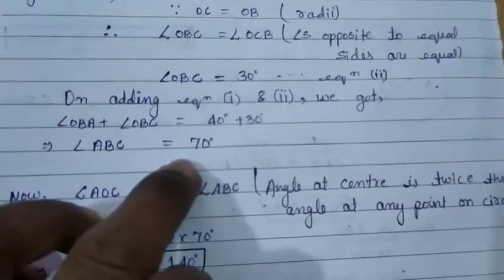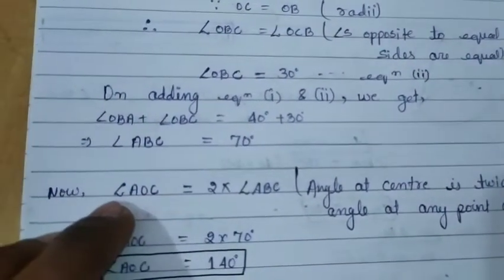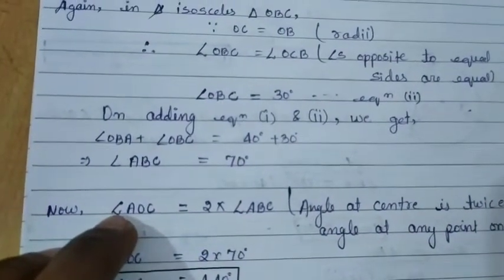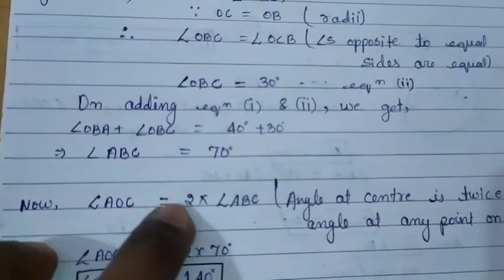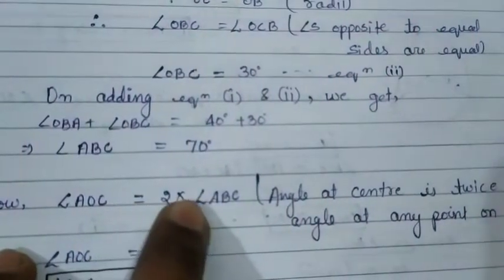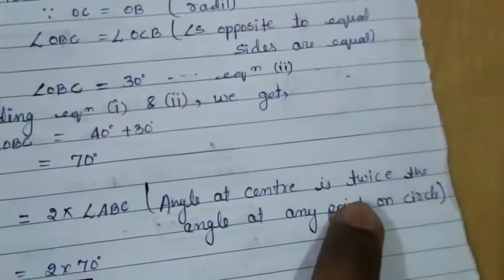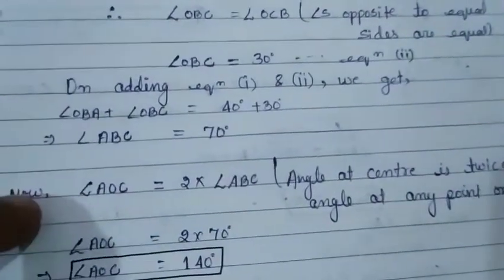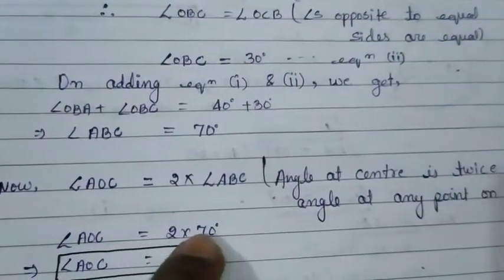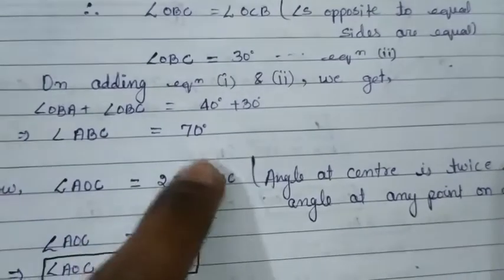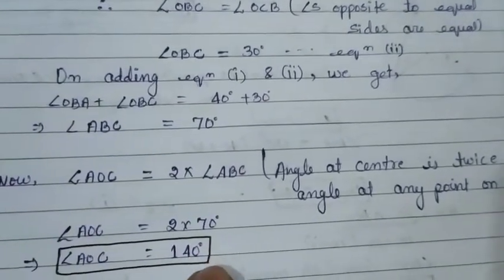But this is not your destination, so proceed further. Then angle AOC you need to find. So angle AOC is twice angle ABC. Angle at the center is twice the angle at any point on the circle. So angle AOC is twice 70 degrees, as we found ABC is 70 degrees. So angle AOC is 140 degrees.